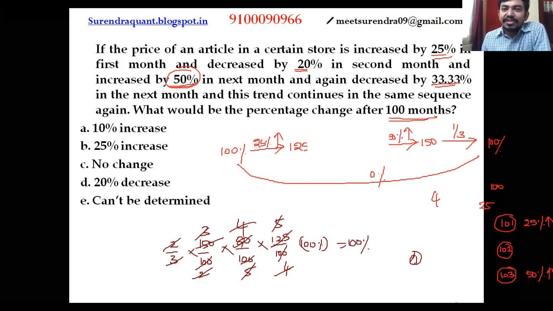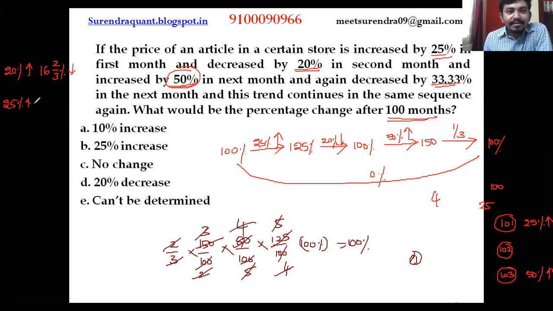I'll tell you some combinations. Store in your mind. If there is a 20% increase in value, in the next month, if it decreases by 16 2/3%, then it results in no change. If there is a 25% increase in the next month, if the value decreases by 20%, there is no change. In the first month, if it is 50%, in the next month, if it is a 33 1/3% decrease, no change.